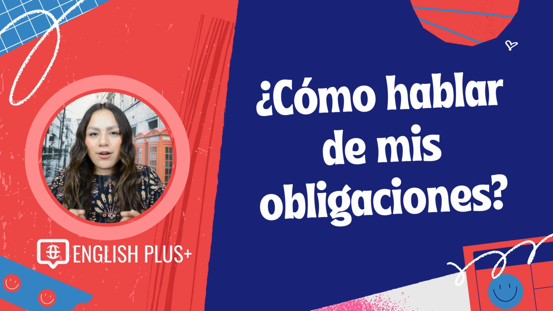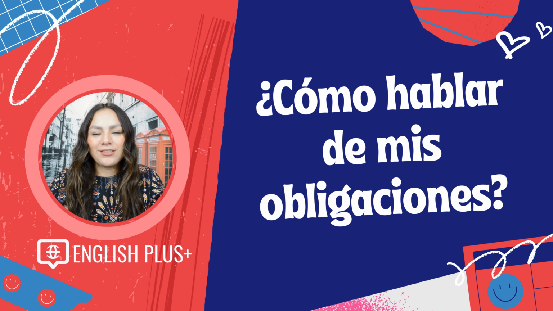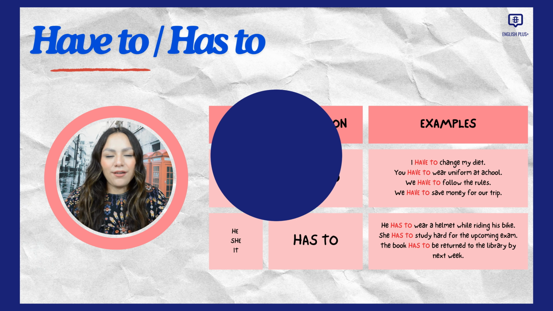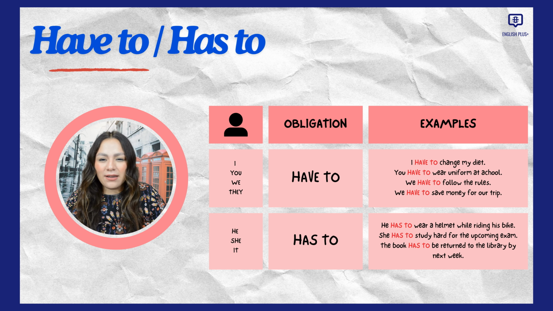Today you are going to learn how to talk about your obligations with two different structures. Are you ready? Let's begin. First, let's start with have to. If we translate literally have to, it literally means tener que.